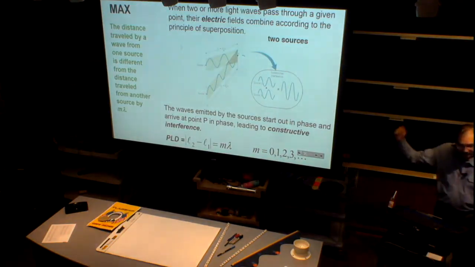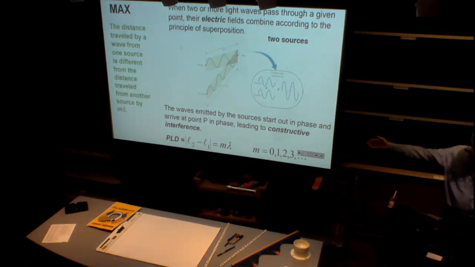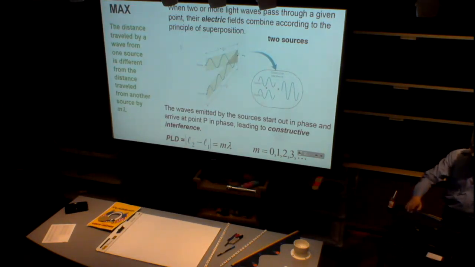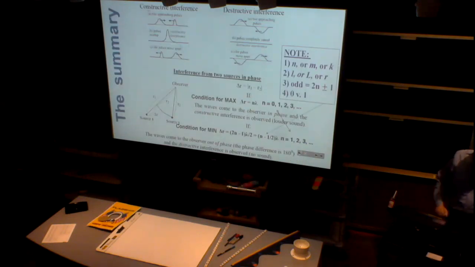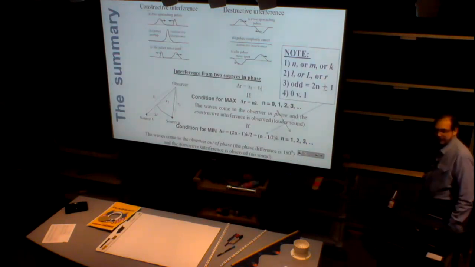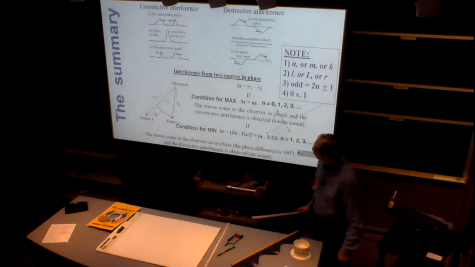Now, one more time, the same statement. For each maximum, path length difference should fit a natural number of lambda. For each minimum. And this is the summary.